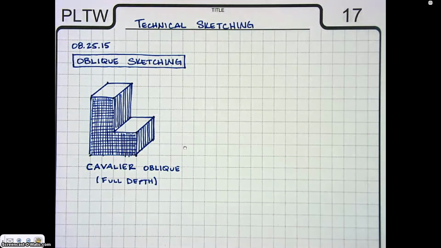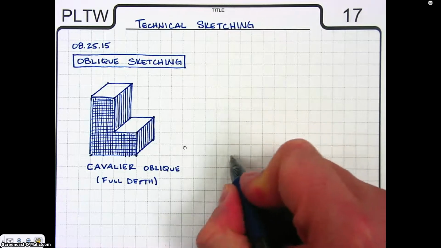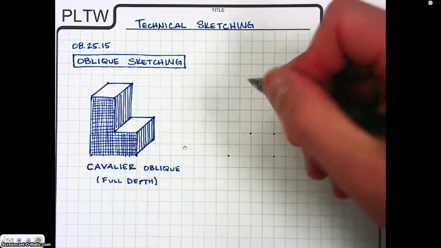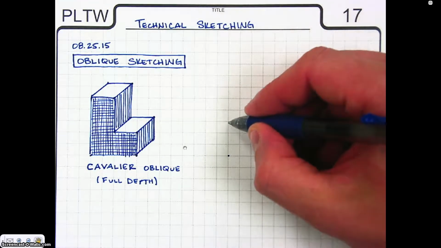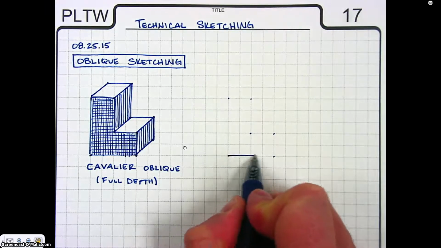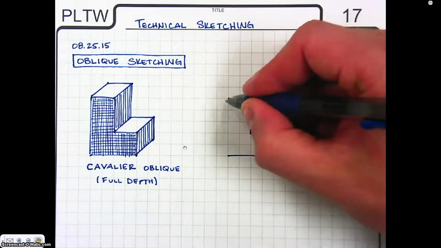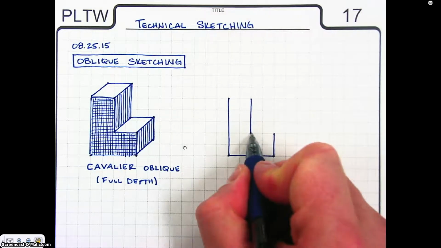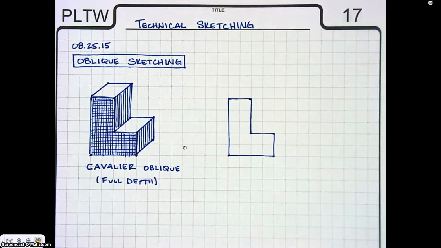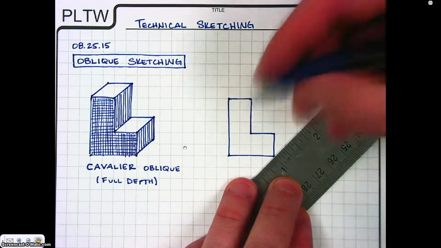Alright, so we're going to draw the same exact sketch right next to it over here, except this time we're going to do what's called a cabinet oblique. So again, I'm going to mark my points that I need to. Sketch in the front view of the object. And this time when we put in our depth lines, a cabinet oblique is half depth. So instead of the full 1/2 inch, I'm going to draw these depth lines 1/4 inch.